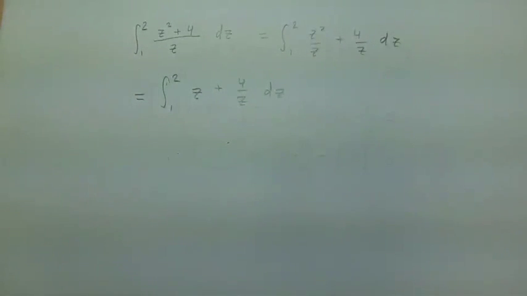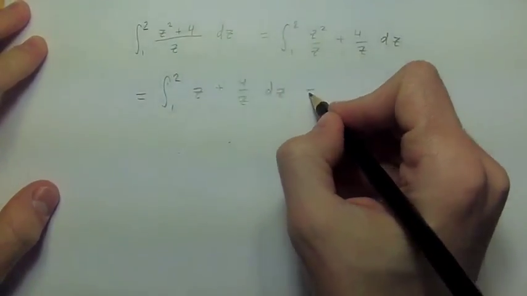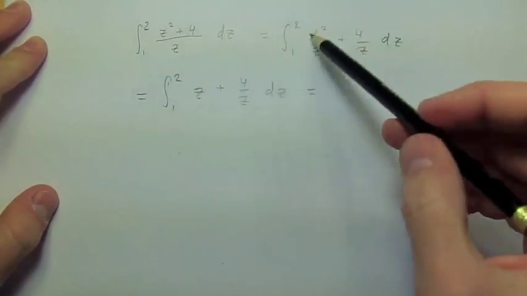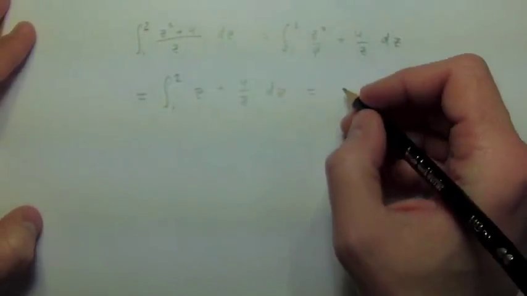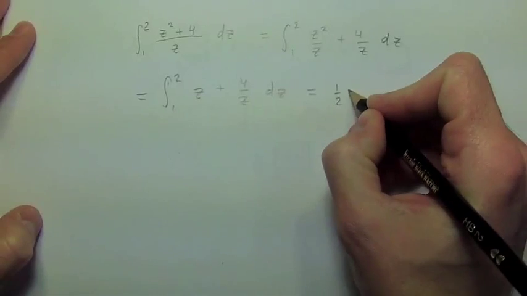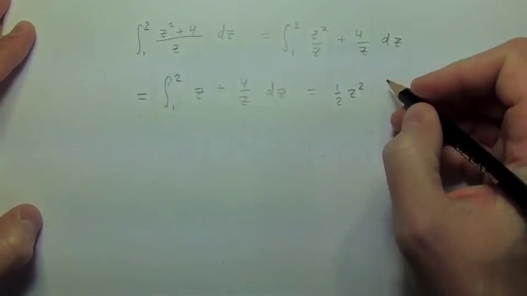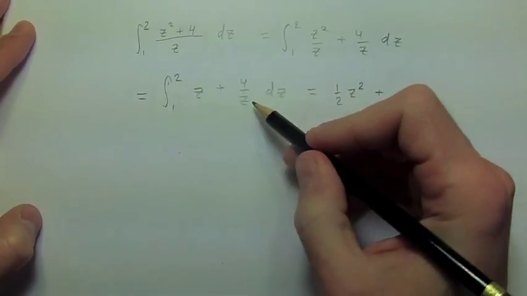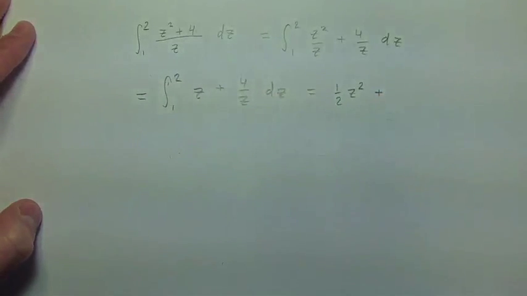All right. So when we integrate that, and notice I rewrote all this notation every time I did this. This is going to be 1/2 z squared. Okay, plus, now what does a 4 over z give us?